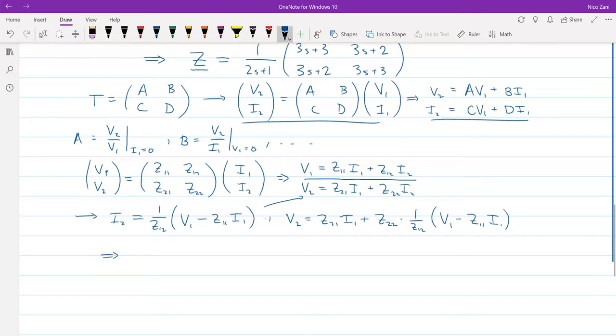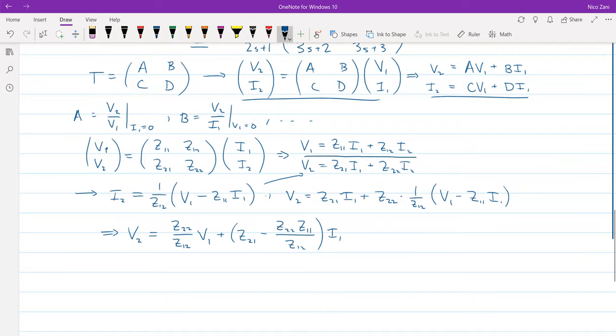And then from here, I'm just going to simplify this down to get something solely in terms of V2, grouping the coefficients of I1 and V1. So we have then that this is Z22 over Z12 V1 plus Z21 minus Z22 Z11 over Z12 times I1. And this should be, that's right. And so now we actually have our coefficients pretty clearly set out in front of us. We have the coefficient for V1 right here, and the coefficient for I1 as the grouping of these two. And then the coefficient for A, coefficient for B, coefficient for C, and the coefficient for D.